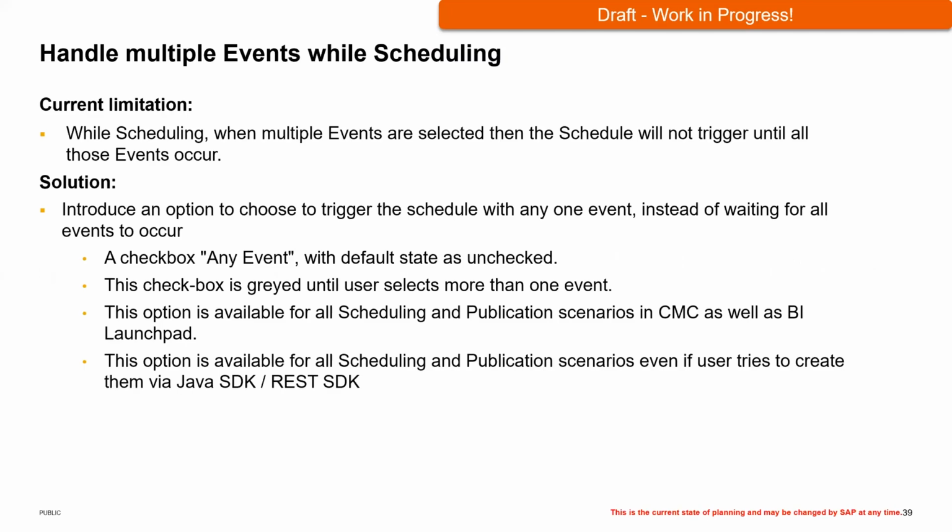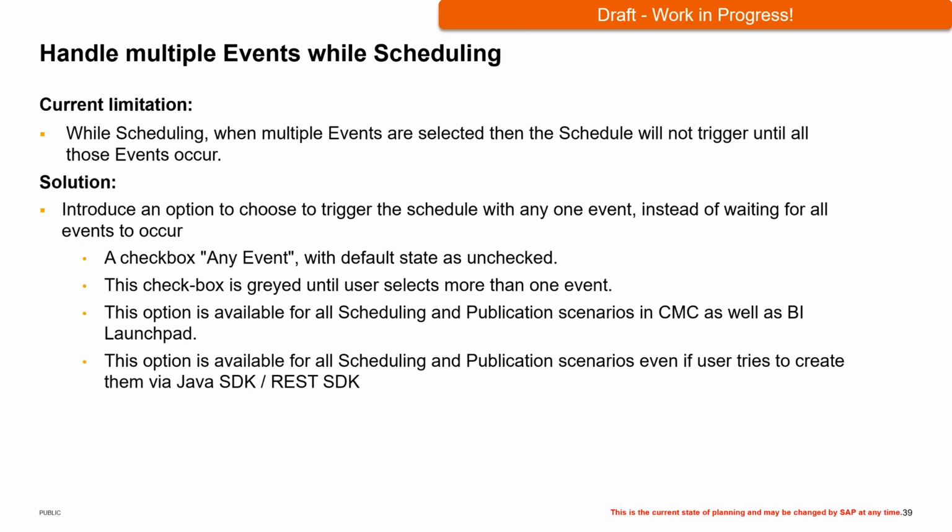Multiple events while scheduling. So the current limitation for scheduling now is that when you're doing scheduling, multiple events are scheduled and they won't trigger until all of those events are checked or occur. So now you've got an option where you can actually have a checkbox that will trigger on any event. You can also have different options in terms of publication and scheduling scenarios in the CMC, as well as in the Launchpad.